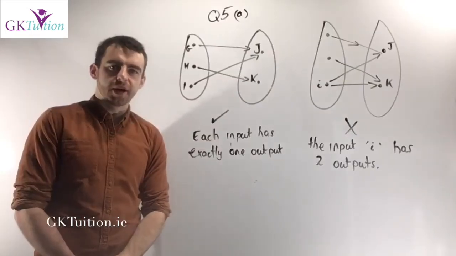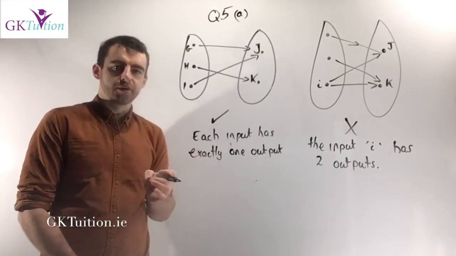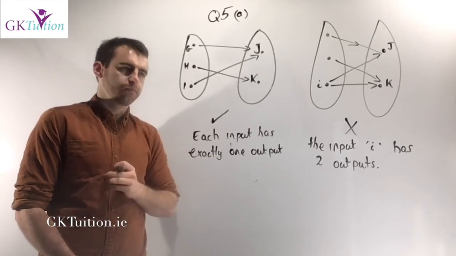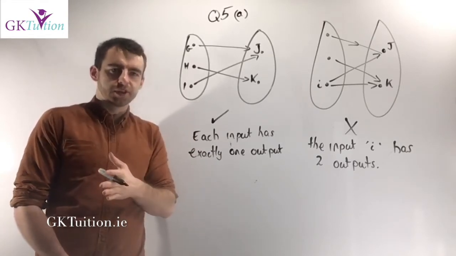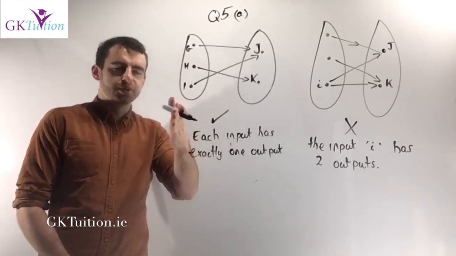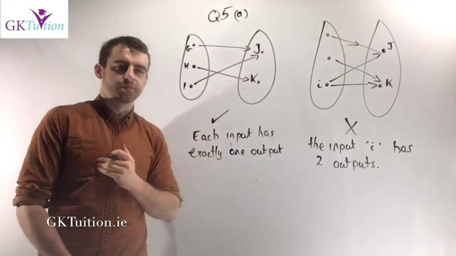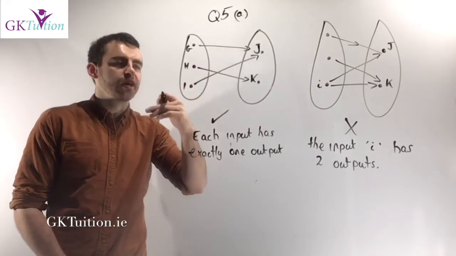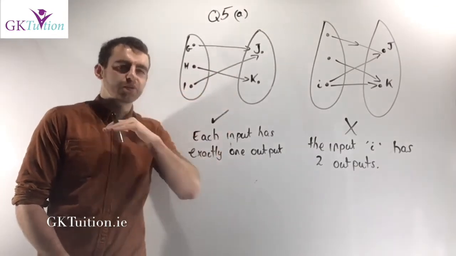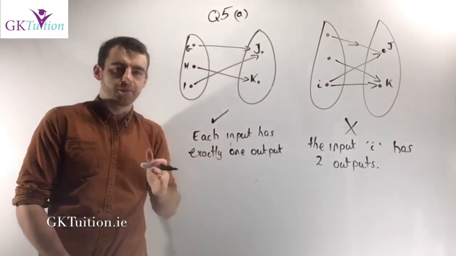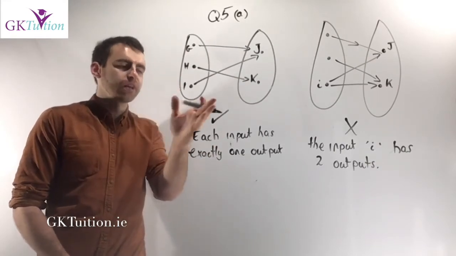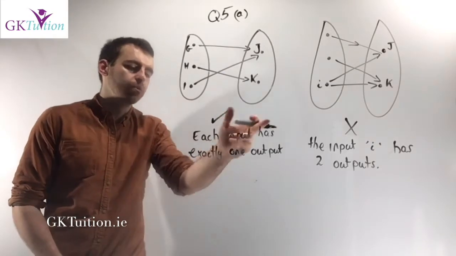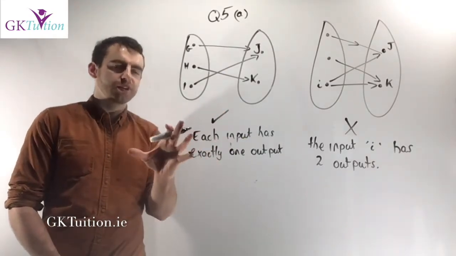In question 5 part A, you're given two mapping diagrams, and you're asked to identify if they're functions or not. The definition of a function is when each input gives you exactly one output. So if you look at the first one here, there's three inputs, G, H and I, and each one has exactly one output. Each one has exactly one arrow going away from it. So that means the first one here is a function, and if you were using that as your explanation, you could say that each input has exactly one output, so that one is a function.